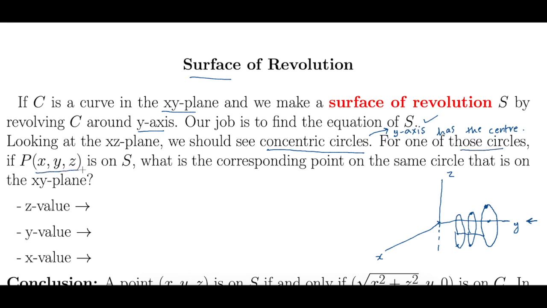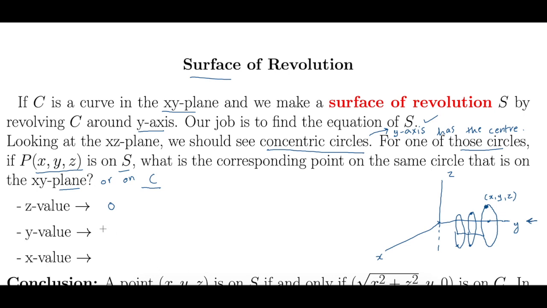Now we are interested in one of these circles. If we have a point XYZ on S, what is the corresponding point on the same circle that is on the XY plane, or on C? So we are interested in the point on C, or on the XY plane, which corresponds to the specific point XYZ. For example, this is my XYZ, and this is the circle here. So what should be the Z value? We are talking about the XY plane, so the Z value should be 0. So the question is, what is the Y value?